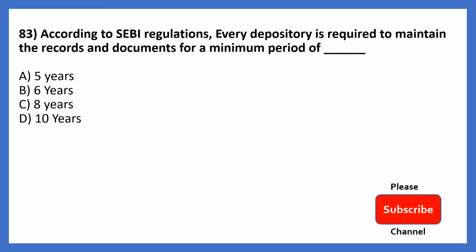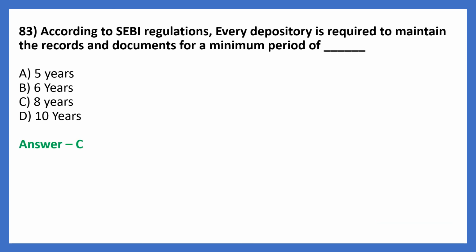According to SEBI regulations, every depository is required to maintain the records and documents for a minimum period of option A, 5 years, option B, 6 years, option C, 8 years, and option D, 10 years. The correct answer is option C, 8 years.